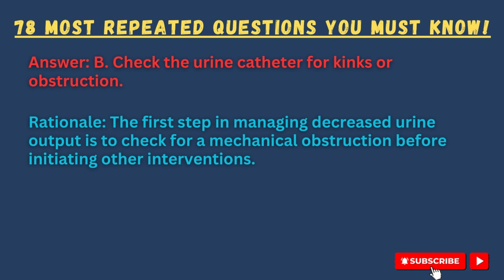Answer: B. Check the urine catheter for kinks or obstruction. Rationale: The first step in managing decreased urine output is to check for a mechanical obstruction before initiating other interventions.